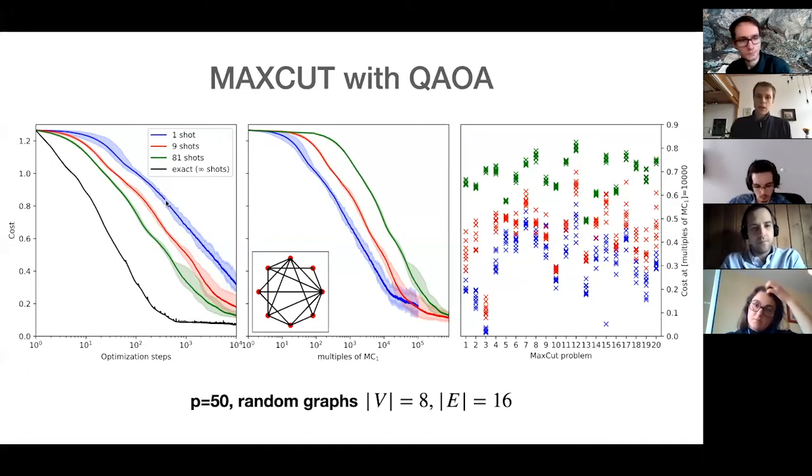But then if you account, in your iteration axis, for the number of circuit evaluations, then this whole image inverts itself. And you actually see that the one-shot optimization decreases the fastest, and then the more shots you use, the longer you need to decrease. So what is the cost function here exactly?